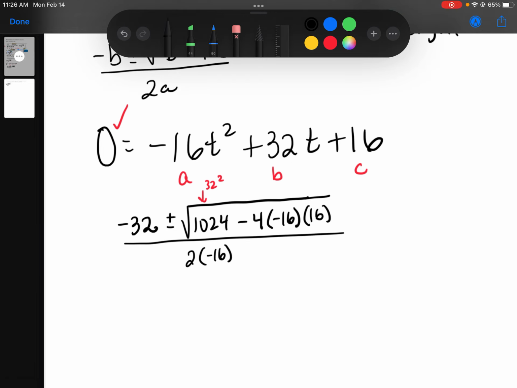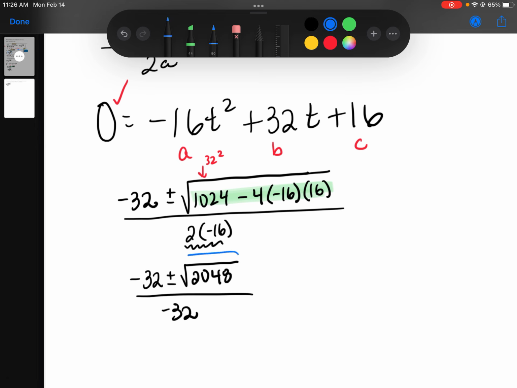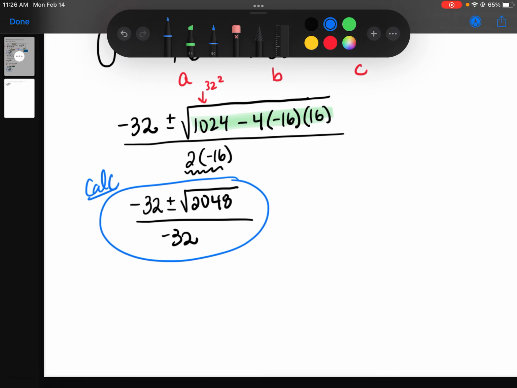Okay. So once again, like in the past, we're going to go ahead and type this in. So I get negative 32 plus or minus, and then I'm going to type that in. So 1,024 minus 4 times negative 16 times 16 is 2,048. And then 2 times negative 16 is negative 32. Okay, just like last time, you're going to go ahead and put the whole thing into the calculator because we want the decimal answer. So we're looking for T.